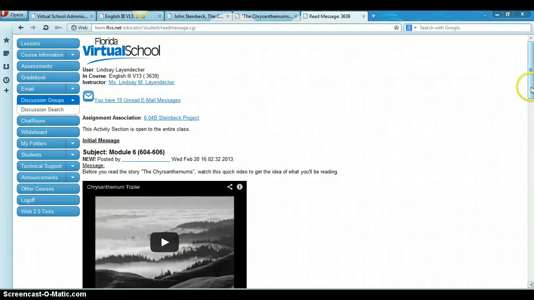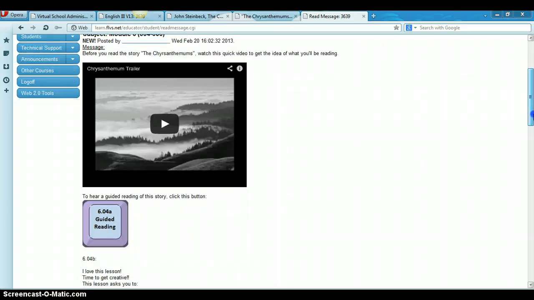And you'll see in here there's a little preview video so you can get an idea of what the story is going to be about before you start reading. There's also a guided reading. So if you would rather listen to someone read it, you can use that.